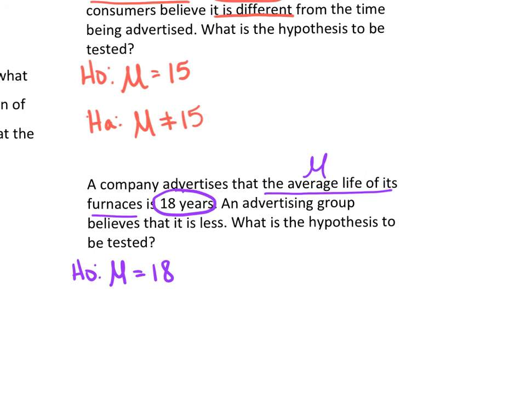Now, what is the competing claim with that? Well, they believe that it is less. So your HA is going to be a left-tailed test or a left-sided alternative, which is mu is less than 18. And again, when you look at this, notice the equal is in the null, and here we set the direction in our alternative.